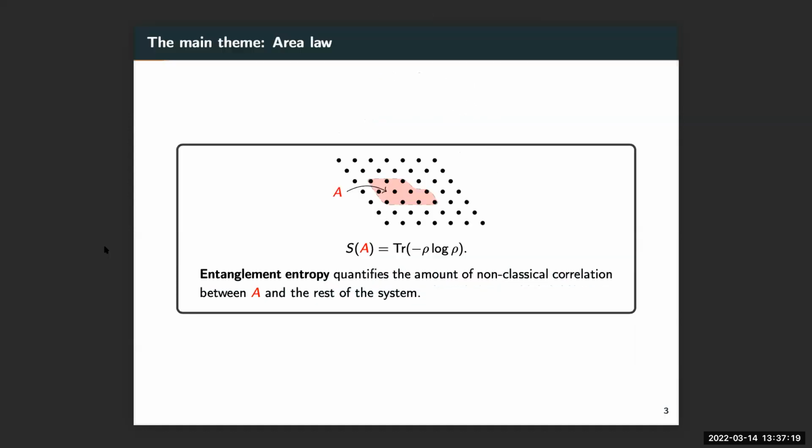And the main theme of this talk would be primarily what we call the area law. So that is an expression for the entanglement entropy. Inside the parentheses, that should really be the trace of minus rho A log rho A, where rho A is the reduced density matrix of a certain subsystem of a large quantum many-body system. So there are many entanglement measures, but the entanglement measure that we're going to use in this talk is going to be primarily that thing, which is von Neumann entropy.